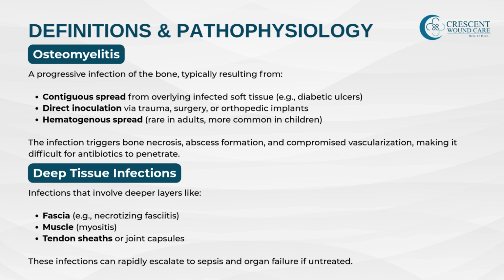Now, for deep tissue infections. These include conditions like necrotizing fasciitis, involving the fascia, myositis, muscle infection, and infections in tendons or joint capsules. These are medical emergencies, often leading to sepsis and organ failure if not identified early.